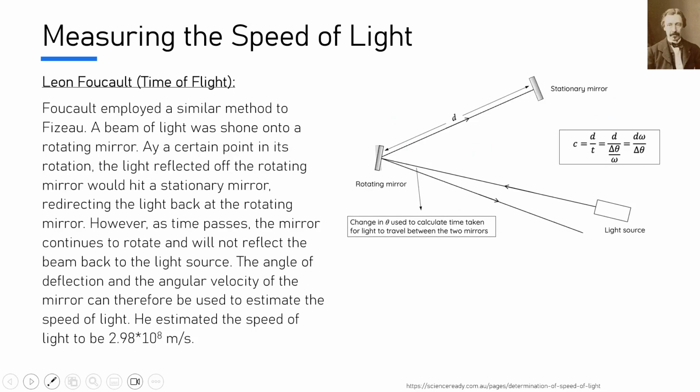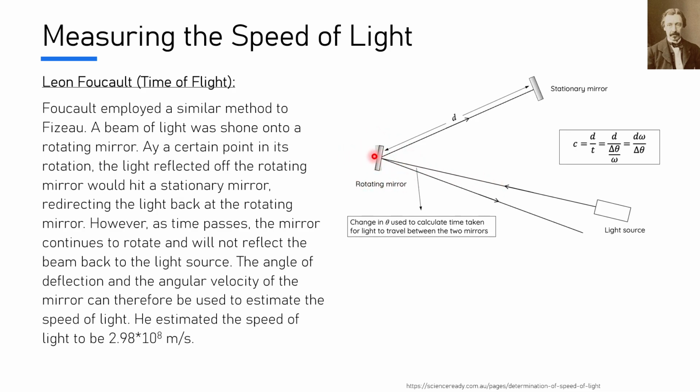Following Fizeau, we come to the work of Leon Foucault, who also did a time of flight experiment. However, Foucault's measurements were much more accurate. He used a similar method to Fizeau. Essentially, what he wanted to do was send light along a path, have it bounce back to the same location, and then be able to measure some sort of changing characteristic or feature that he could then attribute to its time of flight. So he got his light source and pointed it at a rotating mirror.